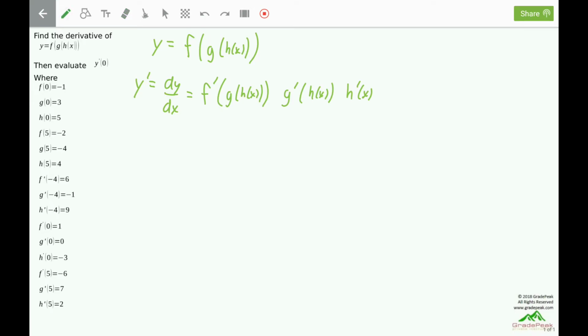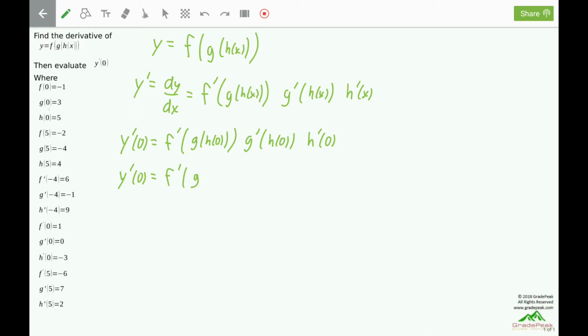The next thing to do is to evaluate y prime of 0. Y prime of 0 means to plug a 0 in for each of the x's. So we will have f prime of g of h of 0 times g prime of h of 0 times h prime of 0. So y prime of 0 equals f prime of g of h of 0.